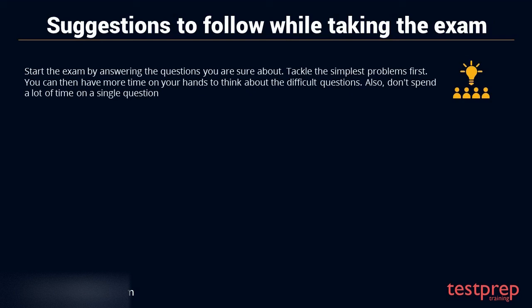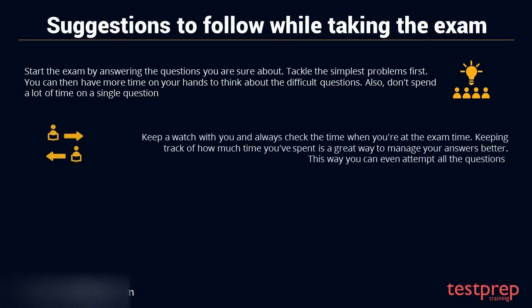First, start the exam by answering the questions you are sure about. Tackle the simplest problems first. You can then have more time on your hands to think about the difficult questions. Also, don't spend a lot of time on a single question. Second, keep a watch with you and always check the time during the exam. Keeping track of how much time you've spent is a great way to manage your answers better. This way you can even attempt all the questions.